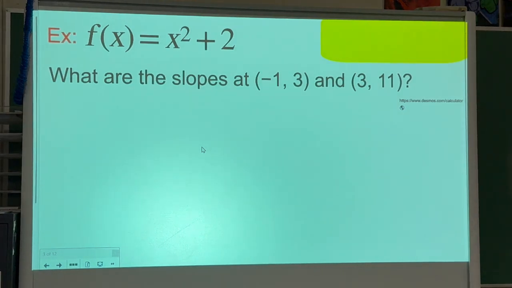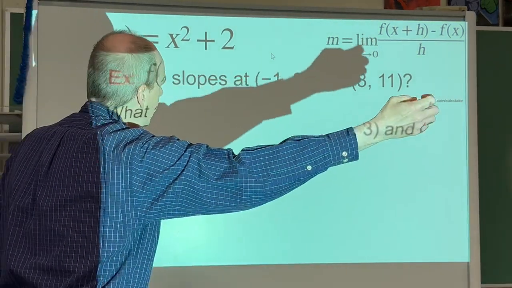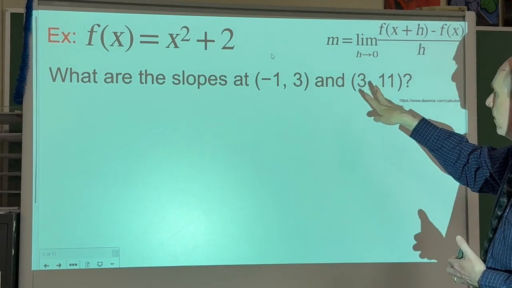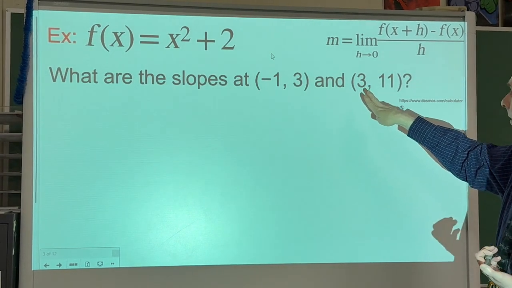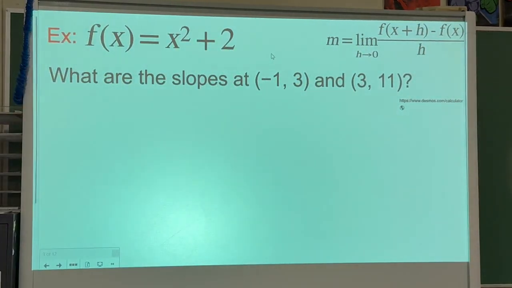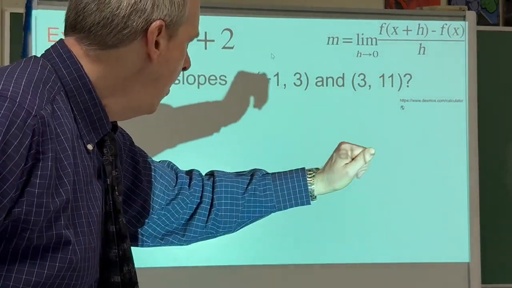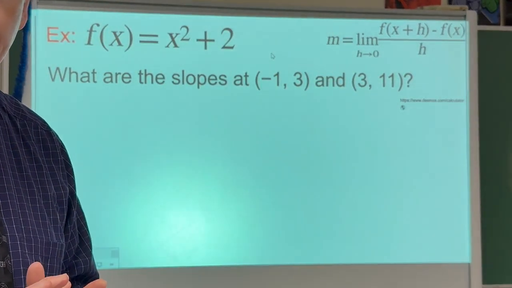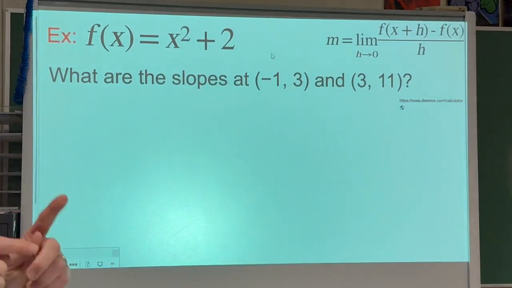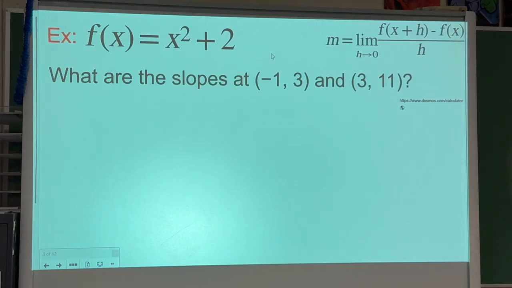For our first example, x squared plus 2 is our function, and we're supposed to find the slope at two different points. Well, we could do a difference quotient, taking that -1, plugging in here, and working out our difference quotient to find our slope. Then we could take 3, plug it in, and find the difference quotient to get our slope at that point. Because we're not just doing x1, y1, x2, y2. It's not a line. We have a curve. It's a parabola. And it's going to have different slopes at different points. So we need that tangent line.